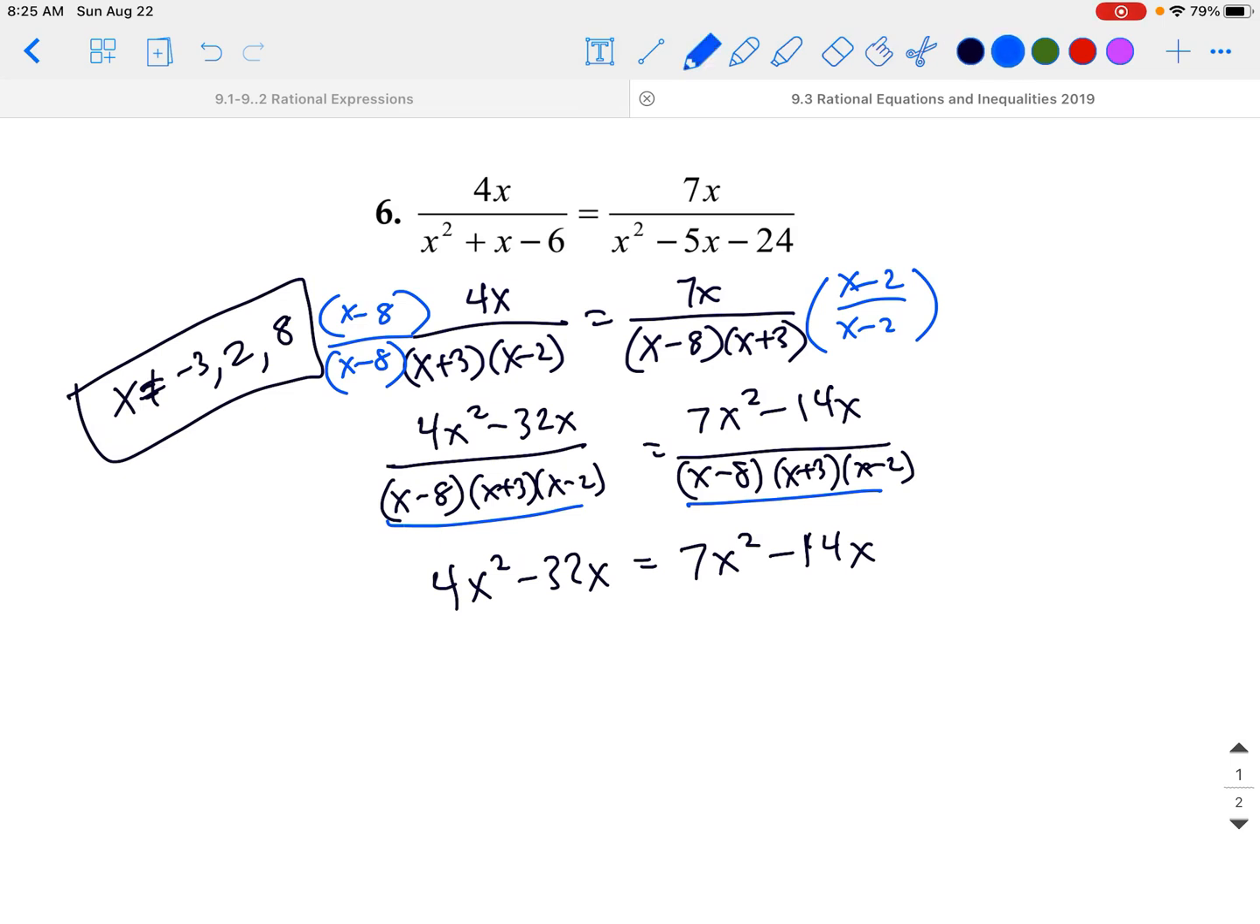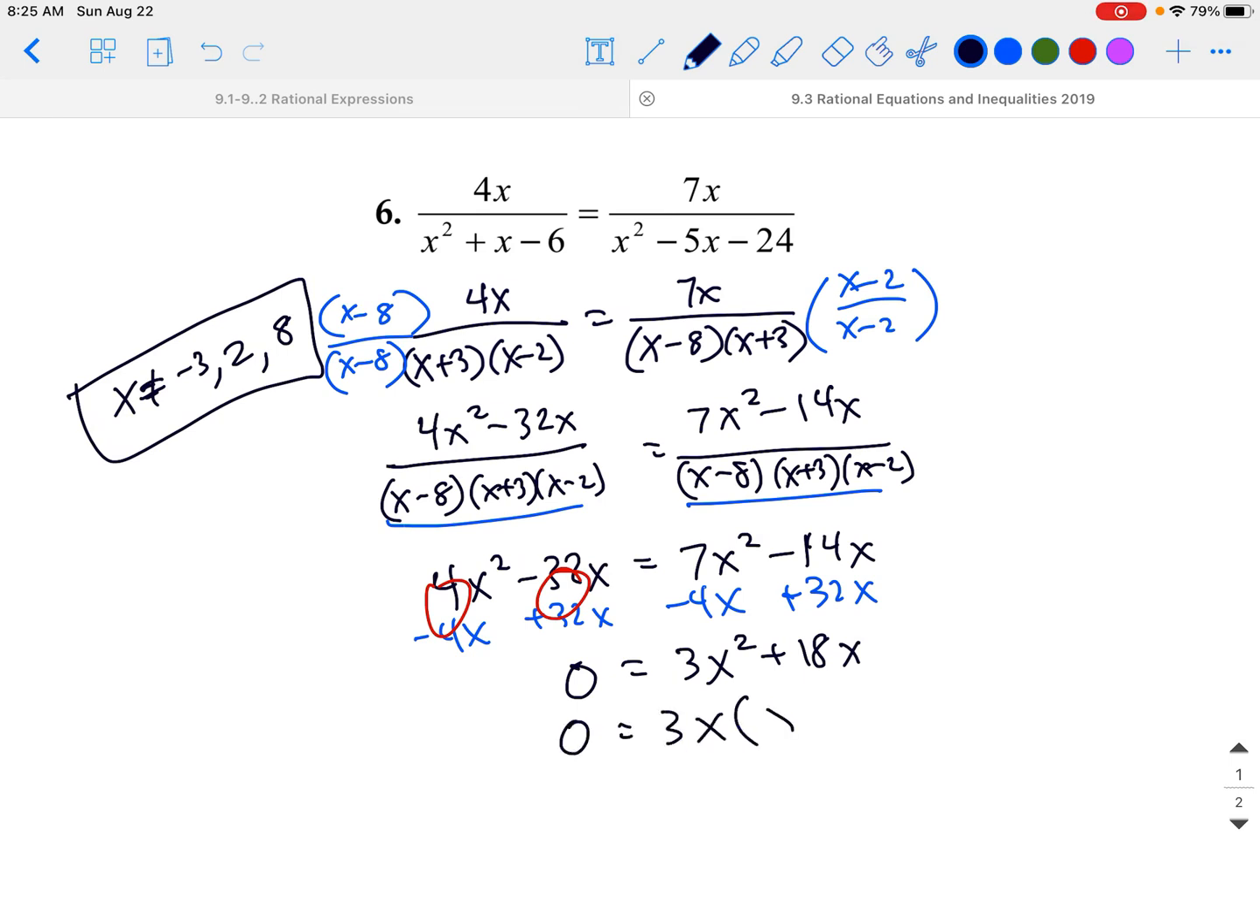So I'm going to move everything, I think, to the right-hand side. So we'll subtract 4x, and we'll add 32x. So again, these are just going to become 0. So we'll have 0 is equal to 3x squared, and then 32 minus 14 is 18. And then we'll note we can factor out a 3x, and we'll be left with x plus 6, which means x is equal to 0 or -6 are our solutions.